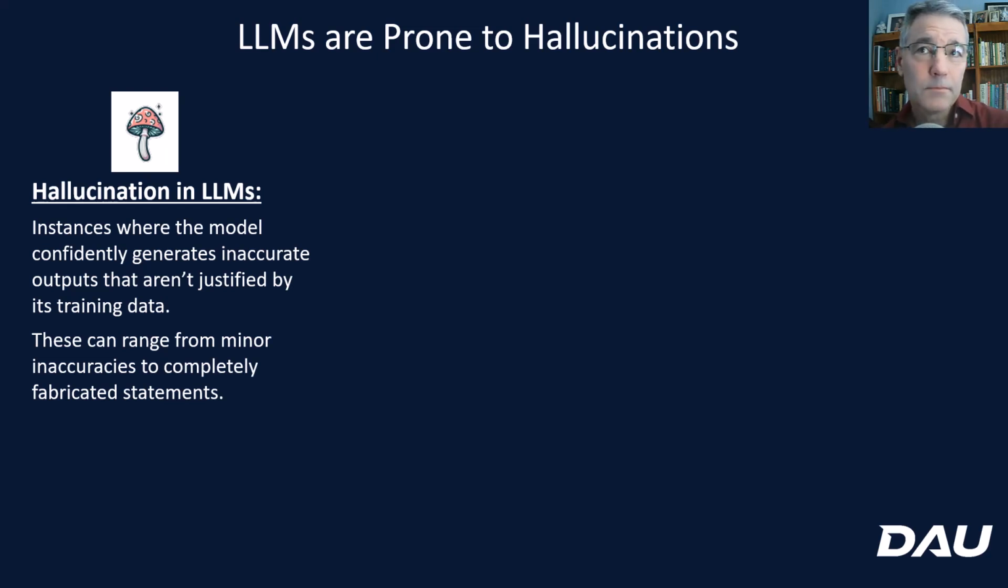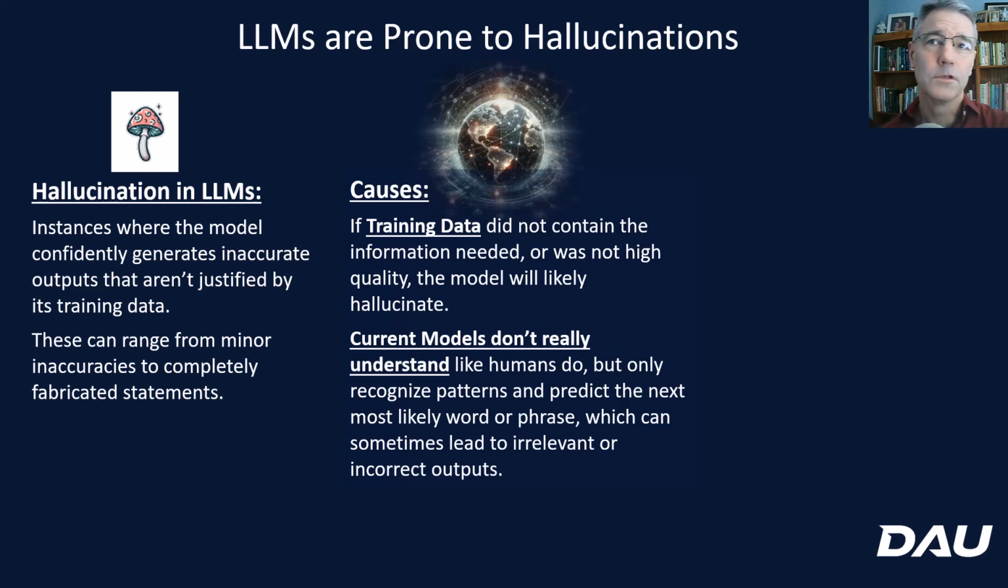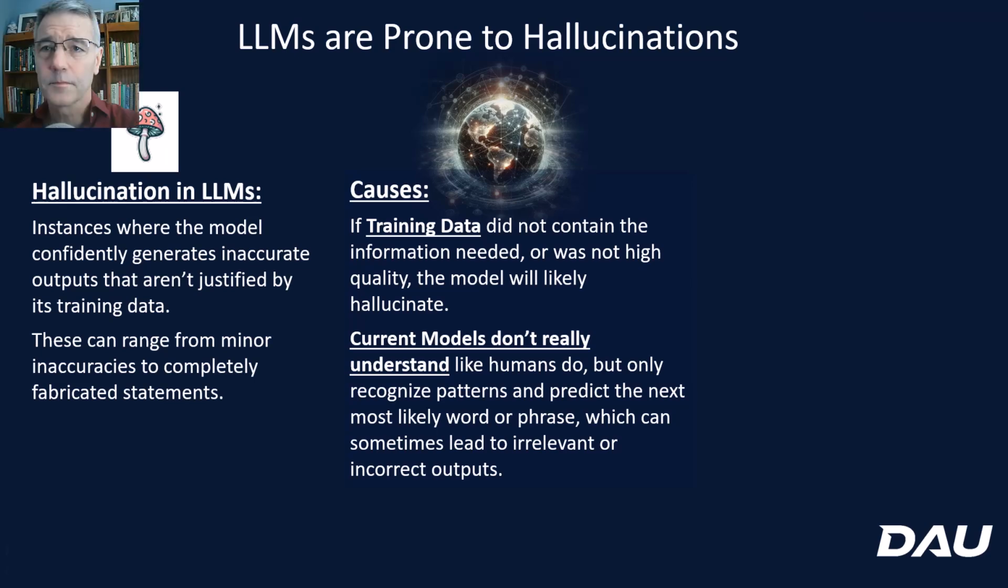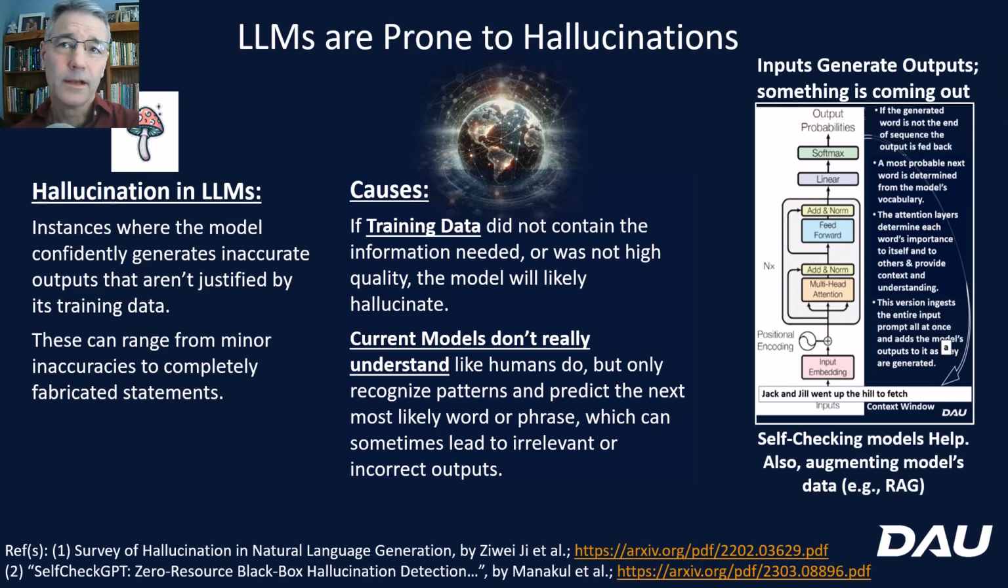Now, while the newest and best models have greatly improved in this area, all models are still susceptible to hallucinations. Hallucinations usually result when the training data didn't contain the information needed or was of poor quality. Current models don't really understand like humans do. There's that U word again for understanding, but nevertheless, these models don't understand the same way that humans do. At their core, they are recognizing and learning patterns in the data, and they will predict the next word. So whether or not there's sufficient data, they're going to keep chugging along, predicting the next word, whether they have high confidence or not.